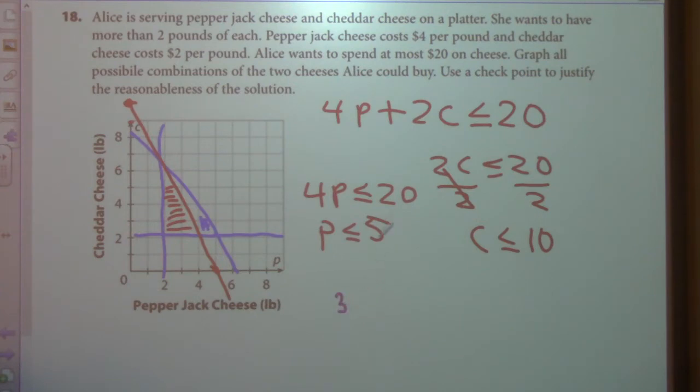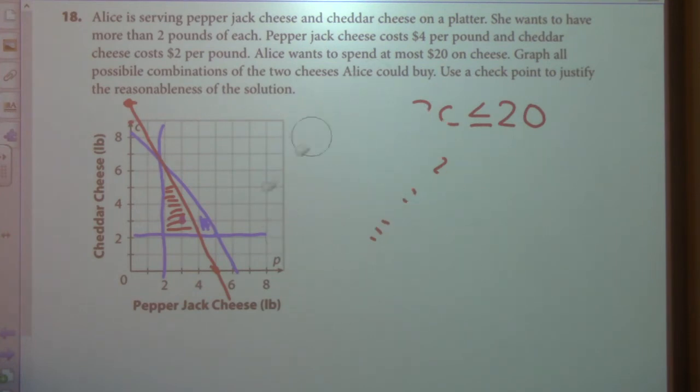So 3 times pepper jack is 4, plus 3 times 2 should be less than or equal to 20. So that's going to be 12 plus 6, that's going to be 18. Is 18 less than or equal to 20? Yes, so check. So 3, 3 is going to be a good value. It'll be almost dead center here, right? There's 3, 3 right there. That's part of the solution. Okay? All right, good work.